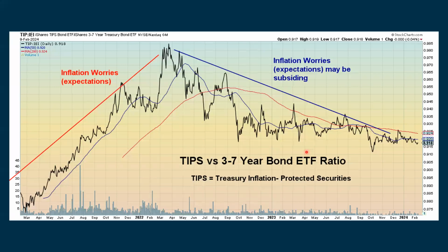And then we look at TIPS, which are Treasury inflation protected securities. You get into those when you think we're in a rising interest rate environment where inflation is also a concern. When that was happening, we saw TIPS really outperforming 3 to 7 year bonds. Then we saw this ratio start to come back down, and we pretty much have been chopping sideways right now.